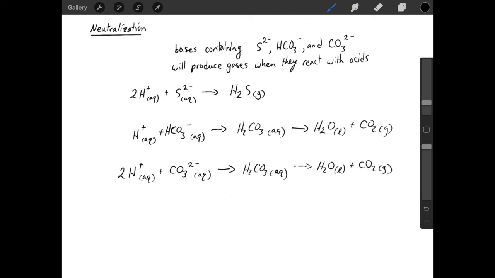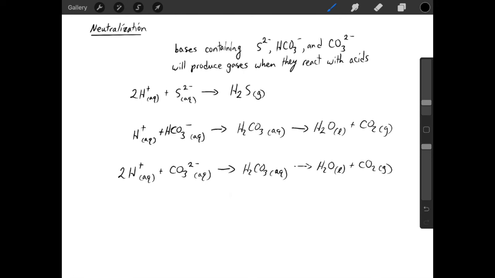In the first example, you can see that the product of the acid and base neutralization is H2S, which is itself a gas. In the remaining two examples, the neutralization reaction gives you H2CO3, which is carbonic acid. Carbonic acid in and of itself is aqueous, it's a dissolved acid, but it decomposes on its own to form water and carbon dioxide gas.